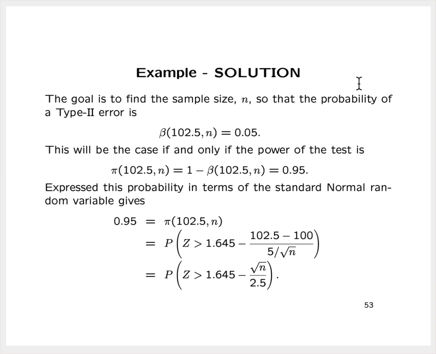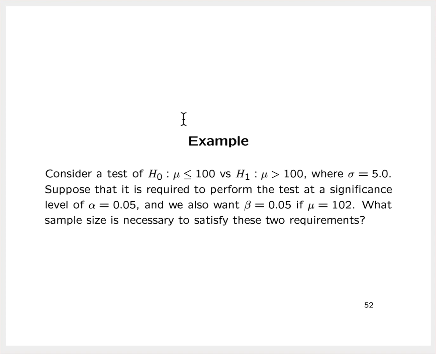So the goal is to find the sample size n so that the probability of a type 2 error is 0.05. And so we can represent that mathematically this way. The beta function evaluated at mu equal to 102.5, and actually I've got a discrepancy here, so that's 102.